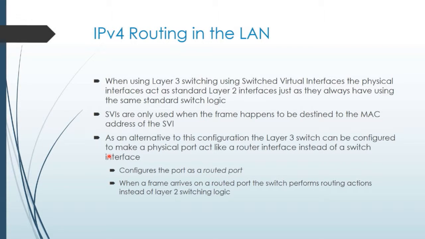As an alternative to this configuration, a layer 3 switch can be configured to make a physical port act like a router interface instead of a switch interface. In doing so, it configures the port as what is called a routed port instead of a switch port. When a frame arrives on a routed port, the switch performs routing actions instead of layer 2 switching logic. Okay? So this is simple enough. It's just, do we want to use virtual interfaces or do we want to use physical interfaces?